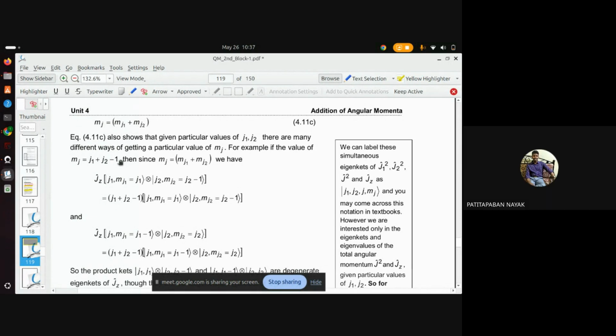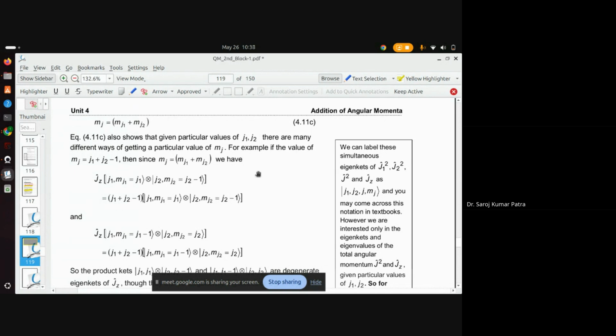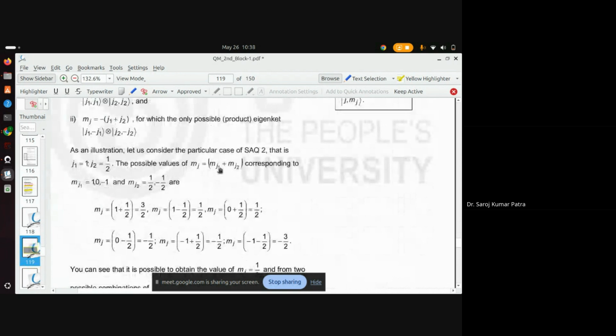Yes, sir. कहने का मतलब यह है कि jz का वैल्यू, एक jz का वैल्यू के लिए मेरे पास more than one j1 और j2, सॉरी mj1 और mj2 का वैल्यू आ सकता है. वो यूनिक वैल्यू होगा, इसका ये नेसेसरी नहीं है. mj is equal to mj1 plus mj2. तो ऐसे एक एग्जांपल देके यहाँ पे बताया है, ये देखो.